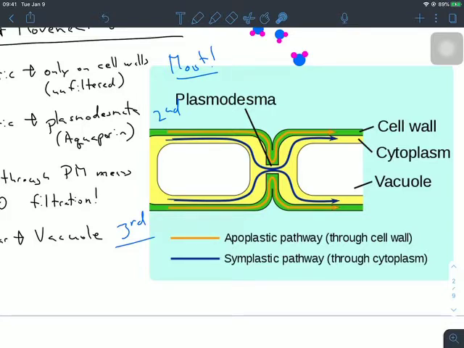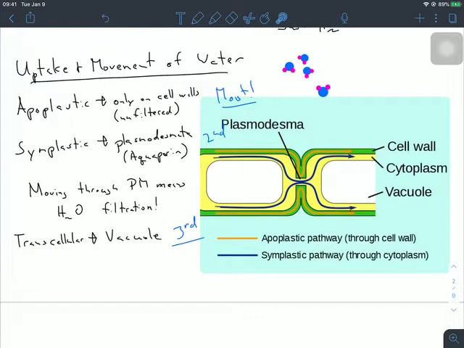In our symplastic pathway, you've had to have the water from the apoplast move into the cytoplasm and therefore be filtered via an aquaporin, and as it moves through the plasmodesmata, there are aquaporins there as well, and so the water is filtered. So now how does a plant decide whether their water will be moved apoplastically or symplastically?